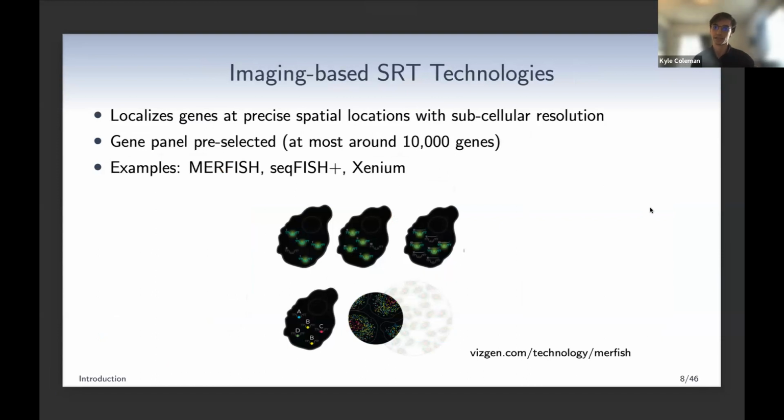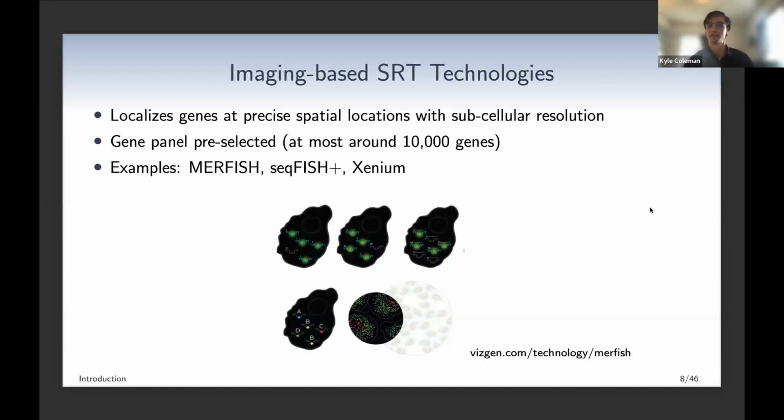The first are imaging-based SRT technologies, which use fluorescent probes to localize genes at precise locations with subcellular resolution. So the resolution of these technologies is higher than that of any others. It's able to find pretty much the exact spatial location in which a specific gene is expressed. So the resolution is extremely high.